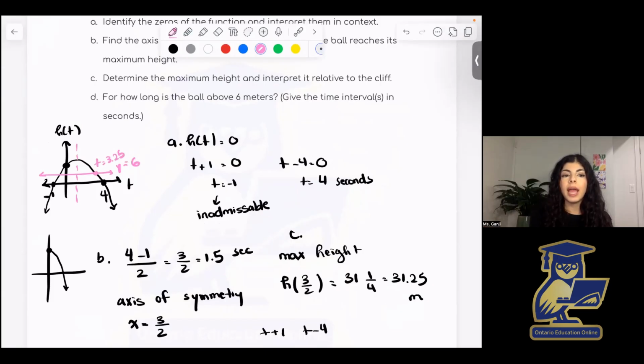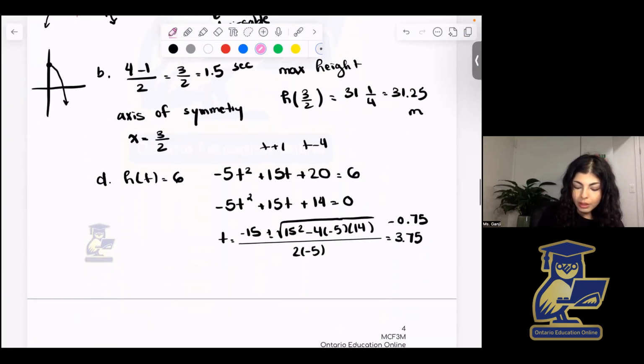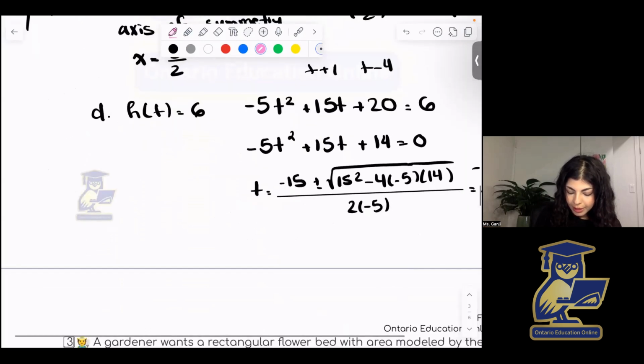So we would just say for any time between 0 to 3 point and before 3.25, the ball is above 6 meters. And you're asked to give the time interval. So that would be our set notation here.